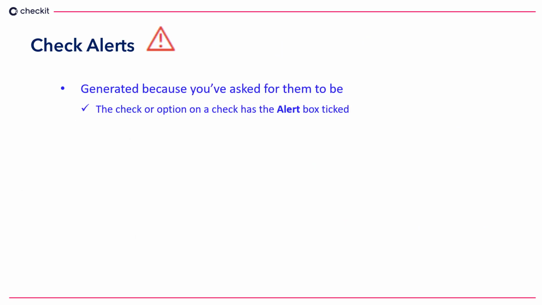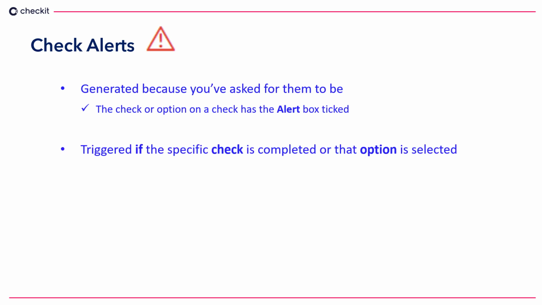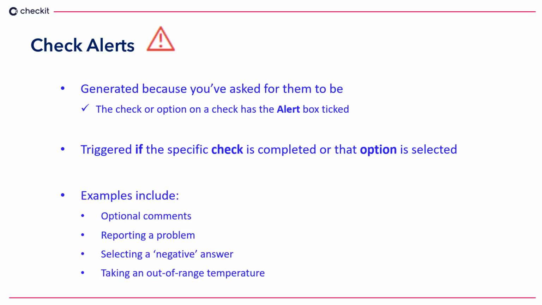Check alerts are generated because you've asked for them to be. When a checklist is initially created, one of the decisions you make is whether or not you want that check or that option on a check to trigger an alert. The alert will only be triggered if that check is completed or that option is selected. You'd usually set it against checks like comments, reporting a problem, selecting a negative answer, or taking an out-of-range temperature.